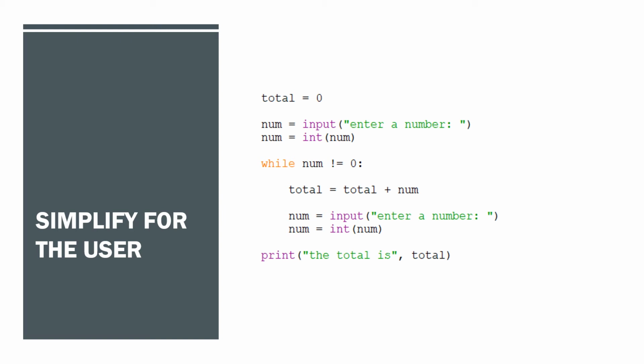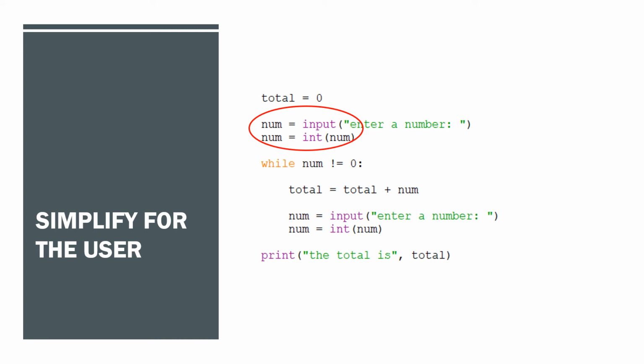Here's a possible solution. In the header of the loop, the variable that we're using is the number entered by the user. The user only has to enter one thing, a number, but they have control over how many times the loop repeats, because when they enter the number 0, the loop will stop.